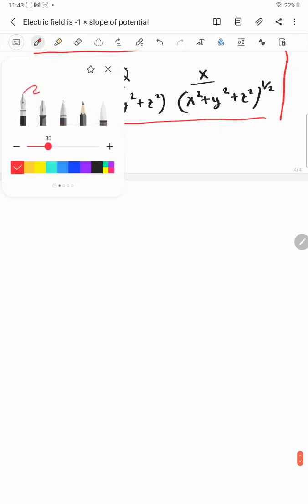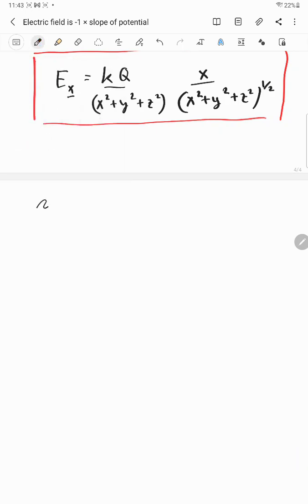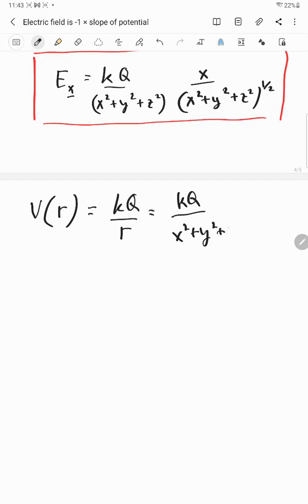So let's do that now. So the potential of a point charge is written this way, kq over r, and r we've actually written it down already. It's just the Pythagorean hypotenuse. So it's x squared plus y squared plus z squared to the half power.